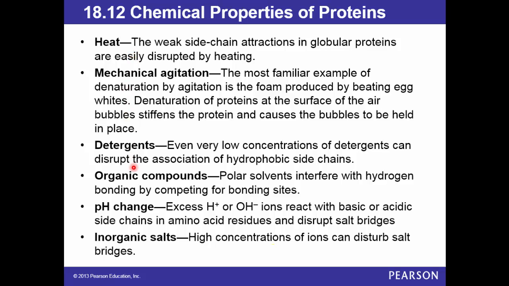These are some of the means by which proteins can be denatured. Heat. Mechanical agitation. Detergents: even very low concentrations of detergents can disrupt the association of hydrophobic side chains. Organic compounds: polar solvents interfere with hydrogen bonding by competing for bonding sites. pH change: excess H+ or OH- ions react with basic or acidic side chains in amino acid residues and disrupt salt bridges. And finally, inorganic salts, where high concentrations of ions can disturb salt bridges.